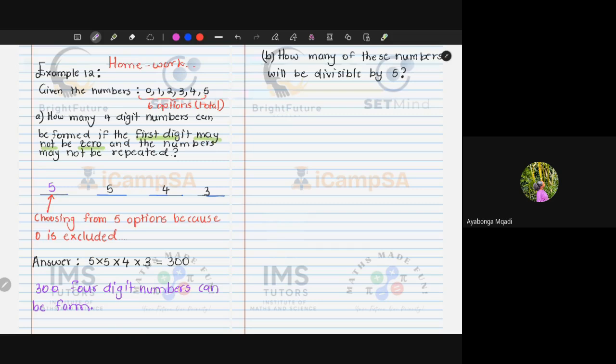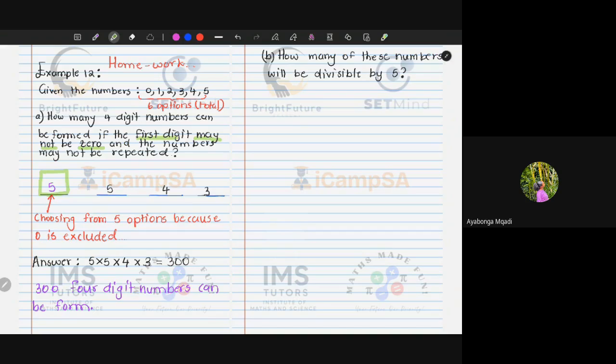Why are we not including the 0? I'm not sure. Okay, because they told us not to do so. How many 4-digit numbers can be formed if the first digit may not be 0? So when we are choosing the number for the first spot, it can't be 0. This means for the first number, I can only choose from 5 numbers, which are 1, 2, 3, 4, and 5. Do you understand? Yes, sir.